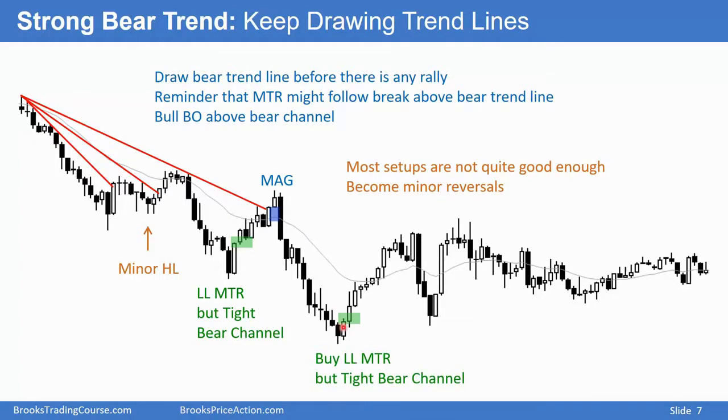Again, lower low, major trend reversal, but a very tight bear channel, not many big bull bars. Probably this is going to be a minor reversal as well, leading to a trading range, a deep pullback. You can start the process over again and draw a new bear trend line and look at this as the break above that bear trend line.